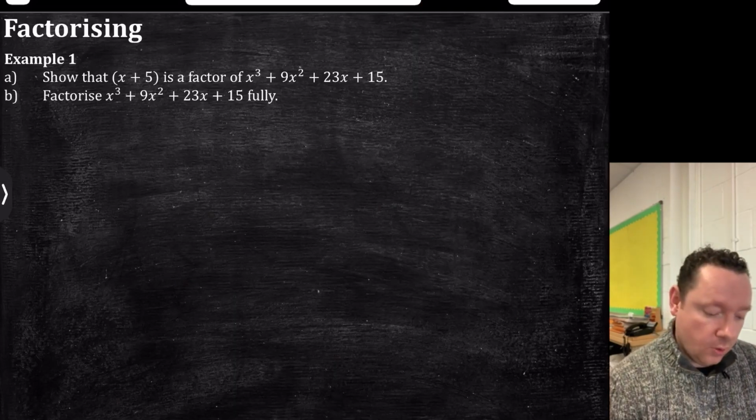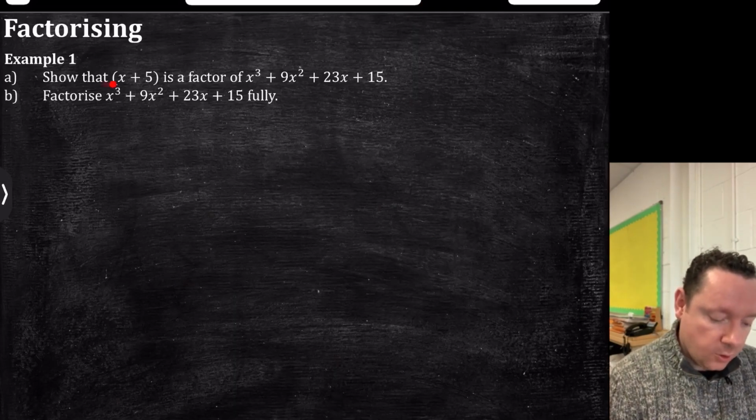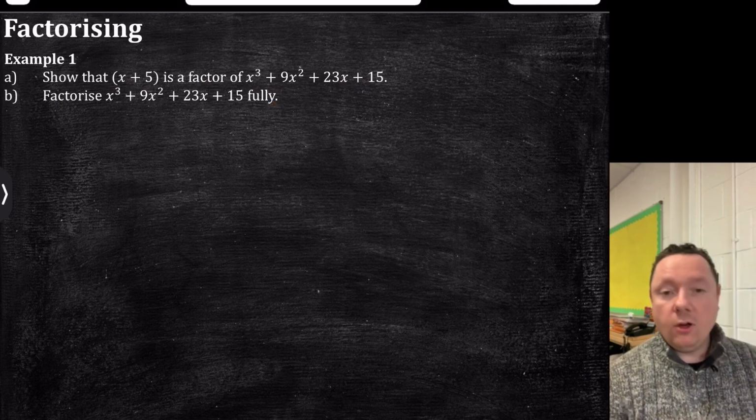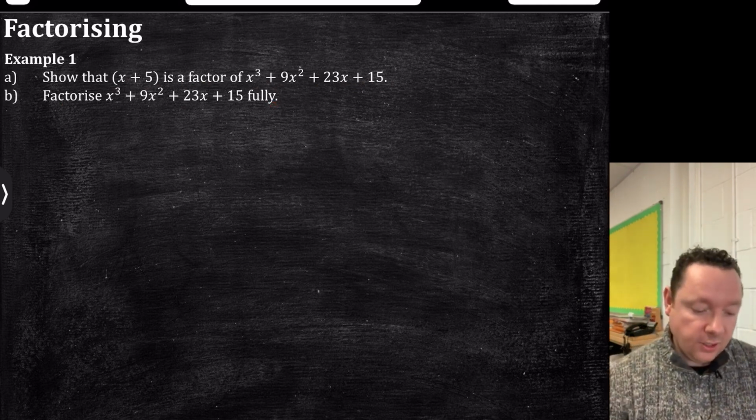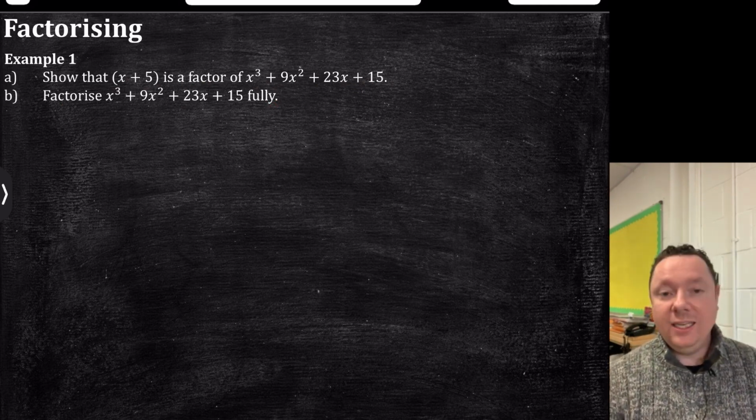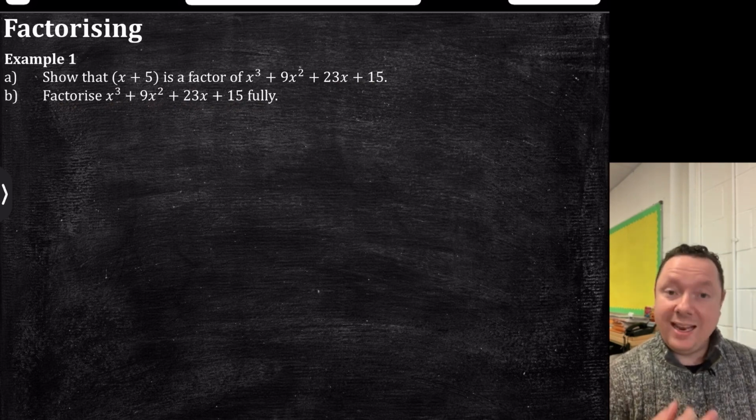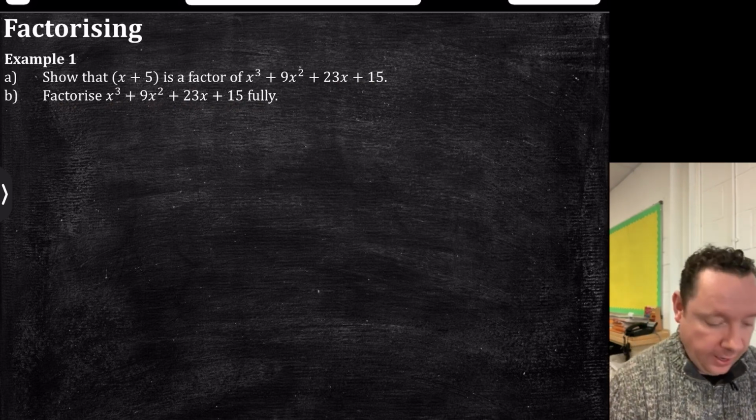Okay, factorising polynomials. Example 1. Show that x plus 5 is a factor of this, and then factorise it fully. Now we're going to look at something called synthetic division. If you want to know that something's a factor, we need to show the remainder is 0. Now we can put it indirectly, but synthetic division really helps with this.